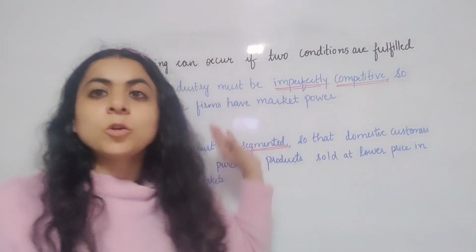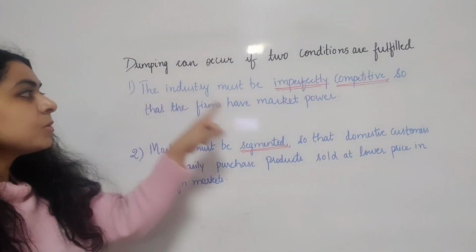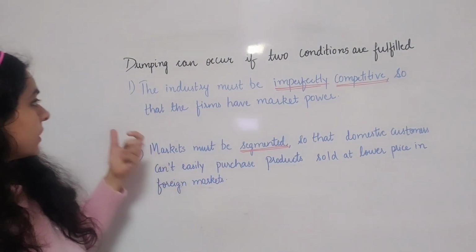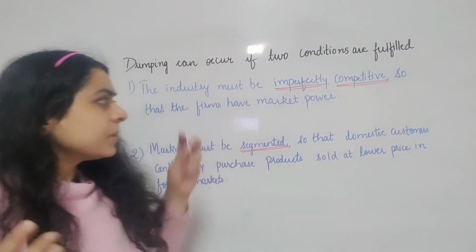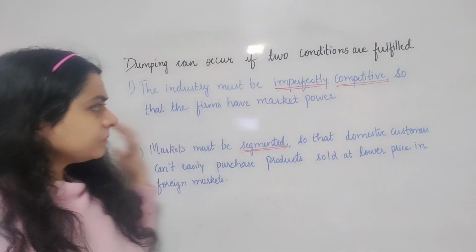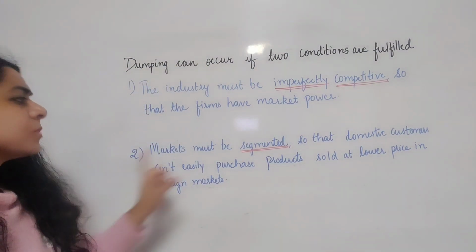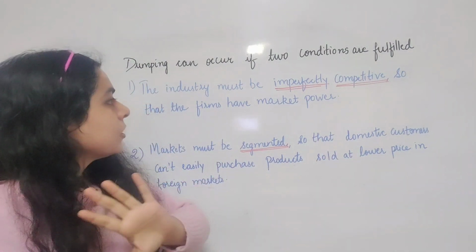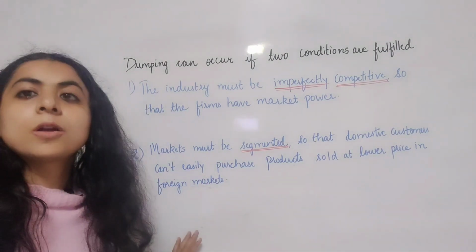Dumping can occur if the following two conditions are fulfilled. The first condition is the industry must be imperfectly competitive so that the firms have market power. That means the firm can set the price in the domestic and foreign market rather than take the price as given in both the markets. The second condition is markets must be segmented so that the domestic customers cannot easily purchase products sold at a lower price in the foreign market.